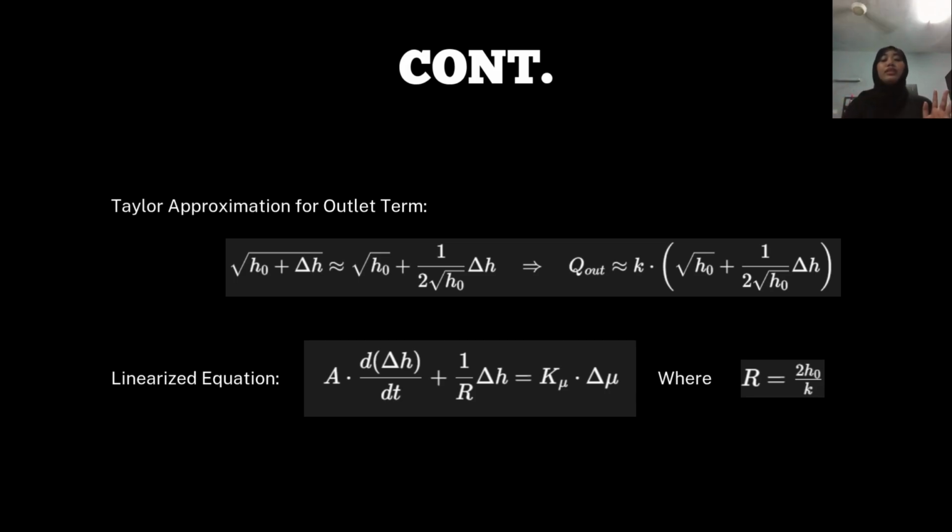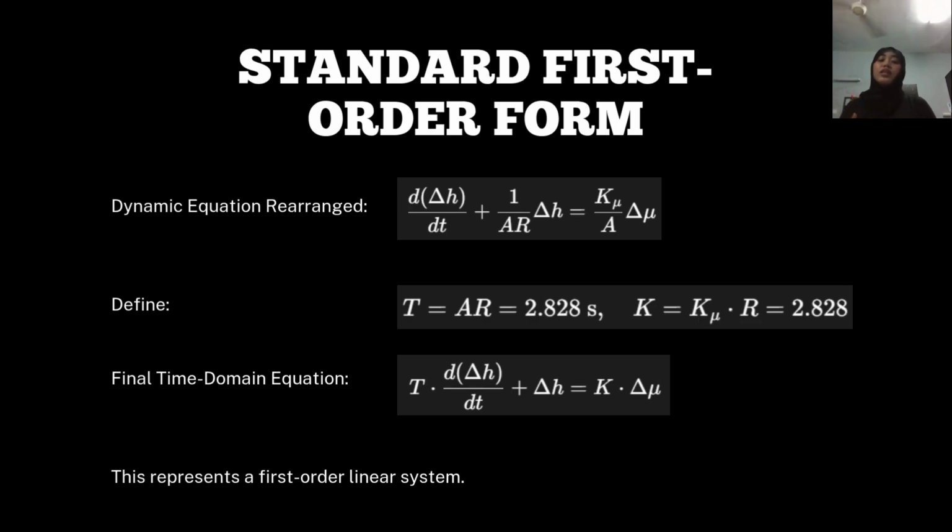To apply classical control design techniques, we first need to linearize the nonlinear model of the system. This is done by defining deviation variables around the steady state values for both the water level and the valve signal, as shown in the slide. Next, we apply a Taylor series expansion to approximate the nonlinear square root term, which simplifies the model into a linear form. After substituting and rearranging the terms, we obtain a linearized differential equation that describes the dynamic behavior of the system. That is important because it allows us to move forward with standard control design and stability analysis.